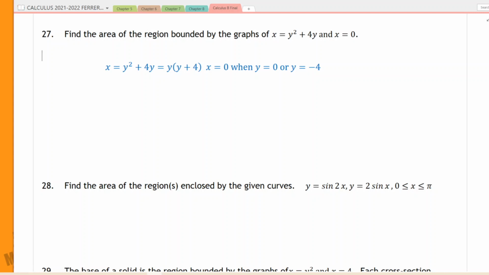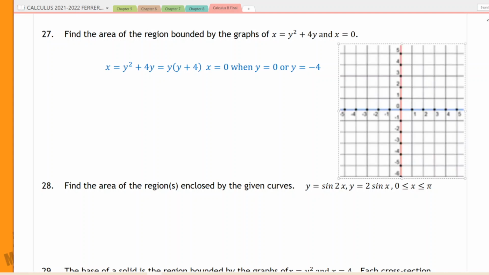Let's look at a graph. We're going to get x equals 0, which would be the y-axis. X is going to be 0 when y is equal to 0, which is right here, and then when y equals negative 4, which is right over here. So my graph is going to look something like this. My area is going to be trapped between that curve and the y-axis. So it's going to be this region right over here.